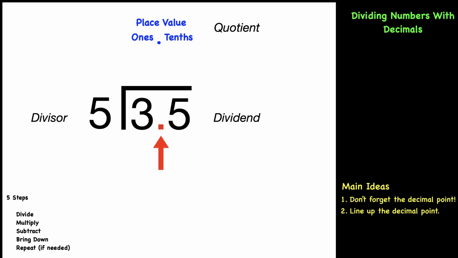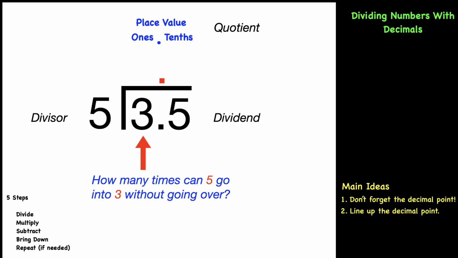Okay, our first step is to put your decimal point up at the top. Again, notice that we put it between the ones and the tenths. That's not a rule, but it's a good idea to start with so that you don't forget your decimal point, okay? Okay, so our first step is how many times can 5 go into 3 without going over? Well, if we look at 5 times 1, already that's too much. So we're going to go back to 0. In other words, the answer is 0. 5 does not go into 3 at all.